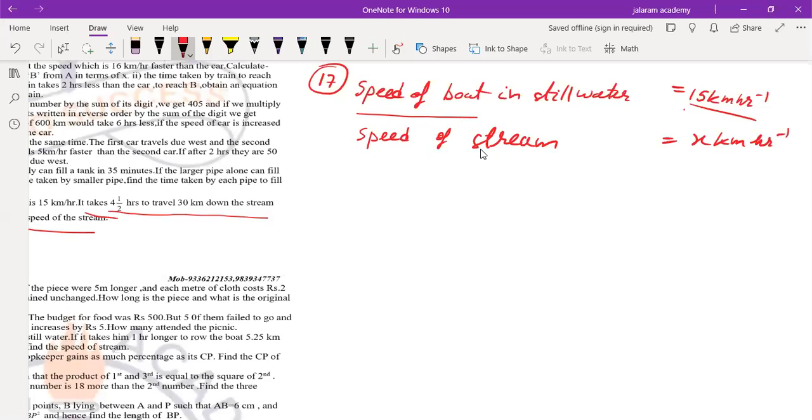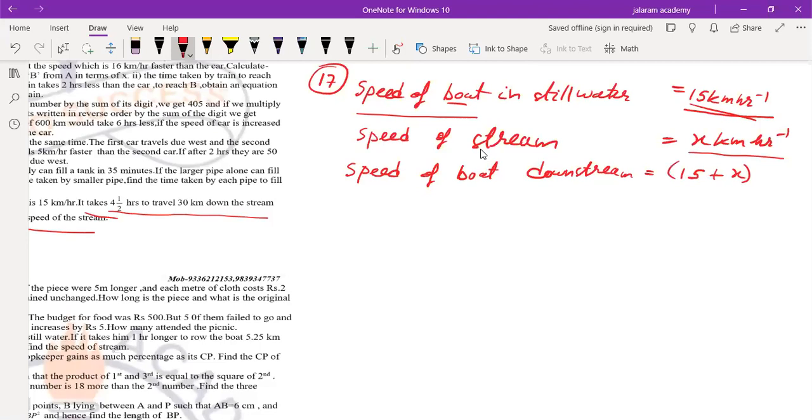So speed of boat in still water is 15 km per hour. Speed of stream is x kilometer per hour. So total speed of both when the boat will move towards the stream, along the stream, at that time speed of boat is said to be downstream. Speed of boat downstream will be equal to the sum of speed of boat plus speed of stream.